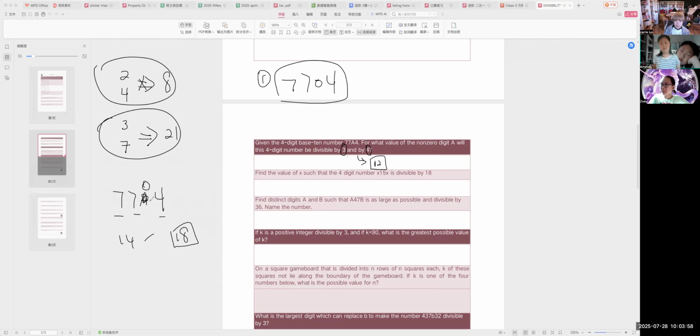So for the second one, we add 3. But 34 is not divisible by 4. And we add another 3, 64. 64 is divisible by 4, 7764. And 94 is not divisible by 4. So we only have two numbers, 7704 and 7764. Clear?